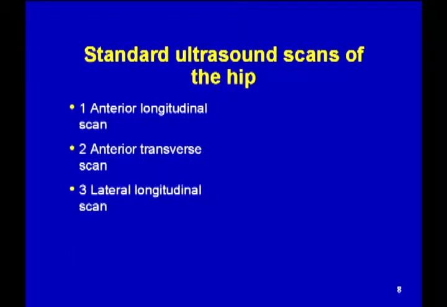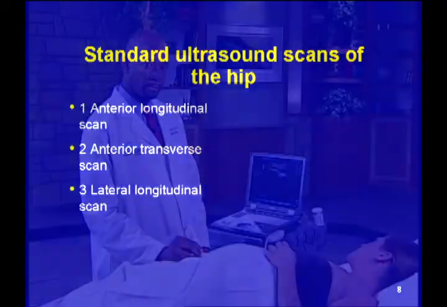There are only 3 ultrasound scans when analyzing the hip. There's an anterior longitudinal scan, an anterior transverse scan, and a lateral longitudinal scan. So let's first demonstrate the anterior longitudinal scan. The first view of the hip will be the anterior longitudinal scan. As I discussed with you, the patient will be supine. Her heels are placed together with the toes externally rotated approximately 15 degrees.